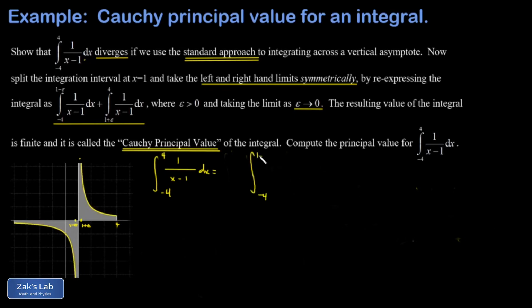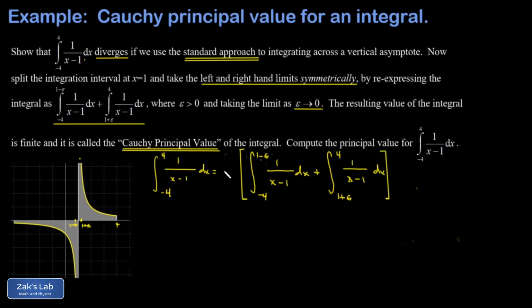And now we're going to handle this limiting process at the problematic point in a symmetric way. So epsilon is just some small positive number. That means 1 minus epsilon is very slightly to the left of the problematic point. And my first integral is going to add up all the area until we get really close to the problematic point from the left. In my second integral, I add up all the area from really close to the problematic point, but to the right of it, all the way to the terminating value for this definite integral at x equals 4.